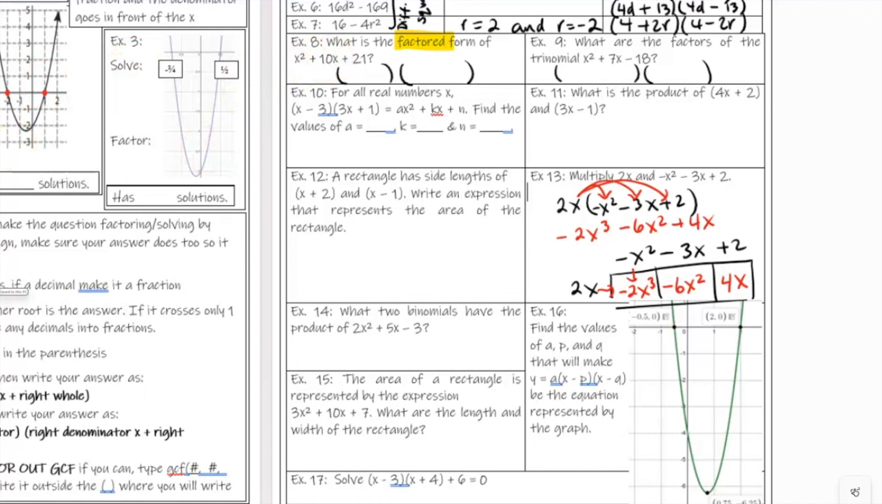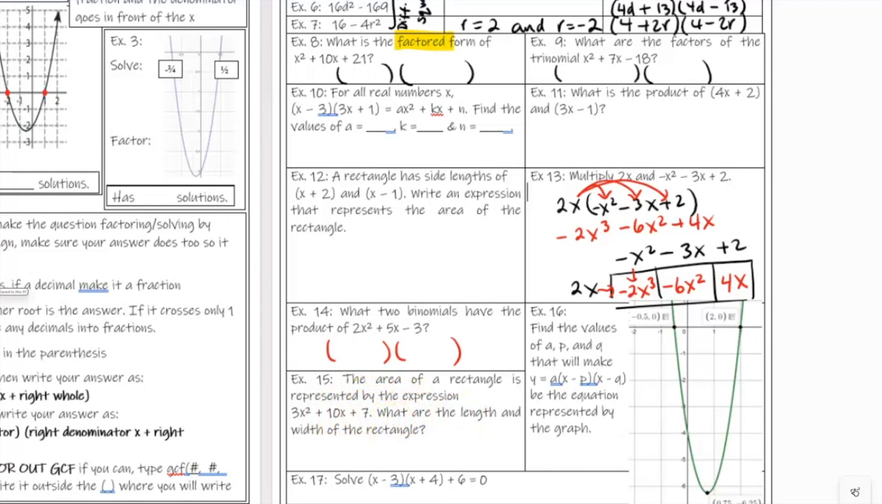All right, moving on. What are two binomials that have the product of this? So they're saying, and binomials are just basically factored form, two binomials that when you multiply them together, you're going to get this. So how do you go from this to factored form? Number 15, the area of a rectangle is represented by this. What are the length and the width?